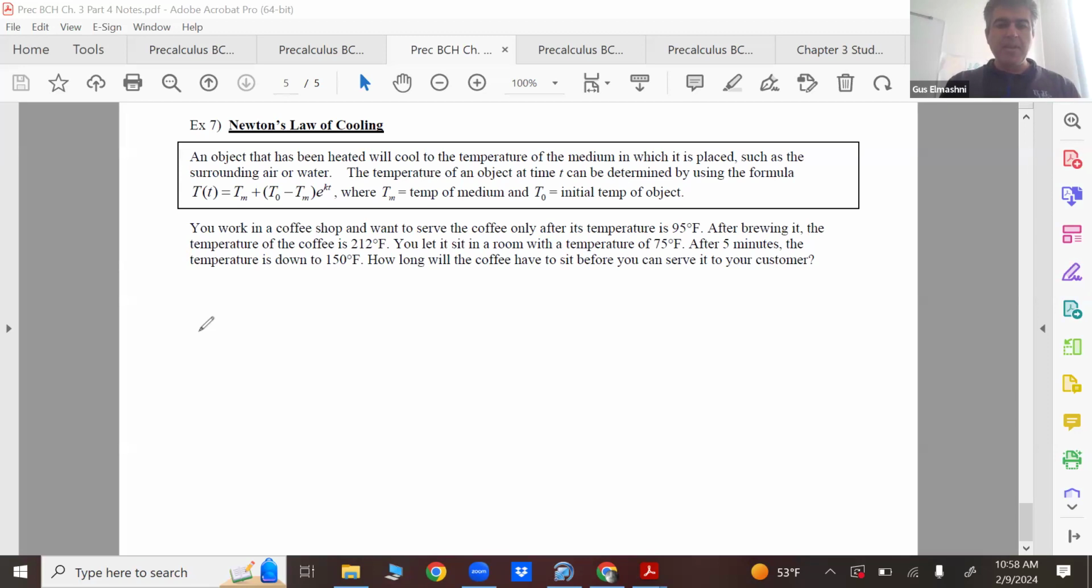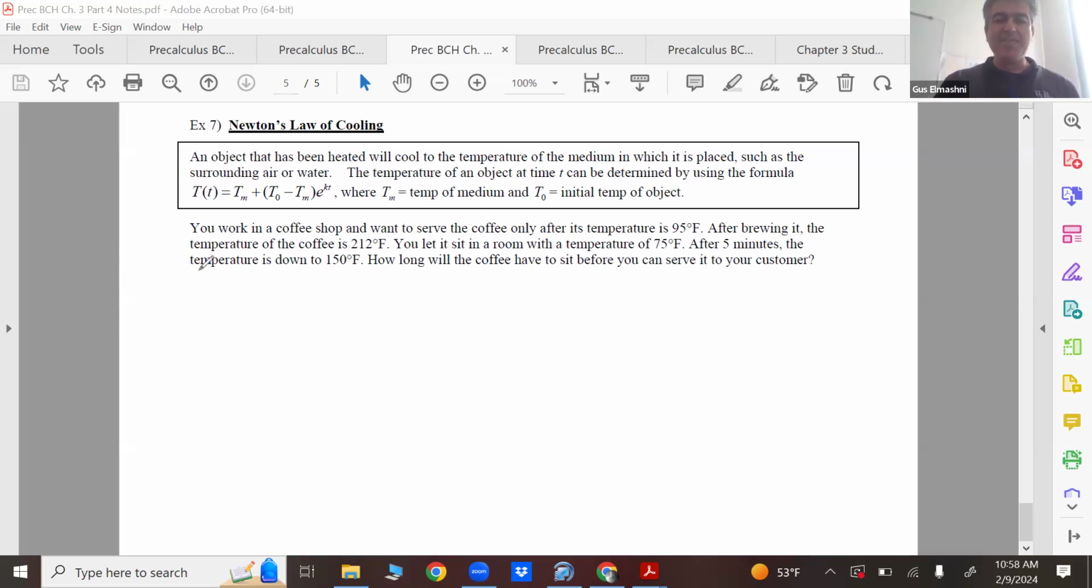So anyway, you're working at a coffee shop and want to serve the coffee only after its temperature is 95 degrees Fahrenheit, because customers will be really happy. Otherwise they won't be happy because it's too hot. After brewing it, the temperature of the coffee is 212 Fahrenheit. You sit in a room with an ambient temperature of 75 degrees Fahrenheit. After 5 minutes, it cools down to 150. How long will the coffee have to sit before you can actually serve it to your customer?